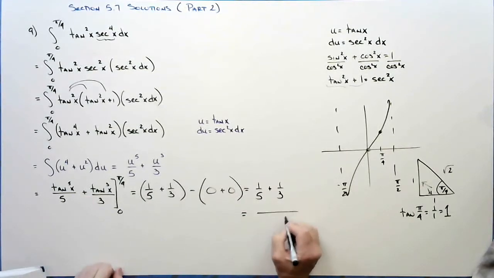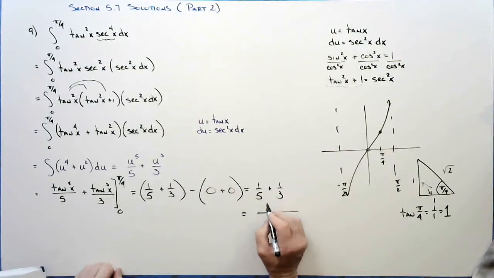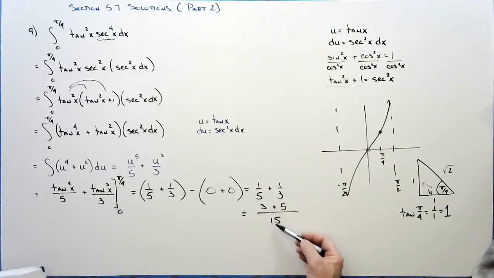And we know that's going to be a common denominator of 15. So that's going to be 3 plus 5, right? Because 5 goes into 15 3 times. 3 times 1 is 3. 3 goes into 15 5 times. 5 times 1 is 5. And we get 8 over 15. So the answer to number 9 is 8 over 15. All right, again, I'm going to pause.